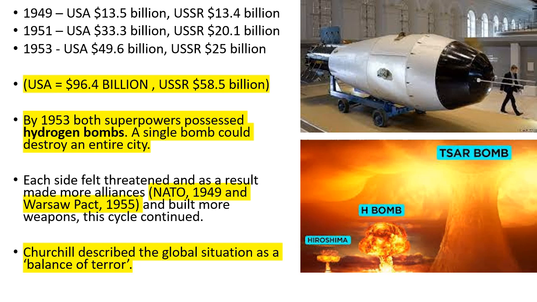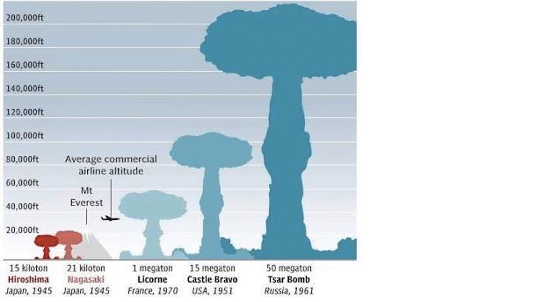Churchill famously described the whole situation now across the world as a balance of terror. You know, both sides are equally matched with these weapons, and they're terrifying. Okay, so how big were they? Well, you can see in this graphic, it really does bring home just how devastating these bombs were. Hiroshima and Nagasaki were absolutely destroyed by the atomic weapons, and they're just these little bombs down in the left-hand corner of that graphic.